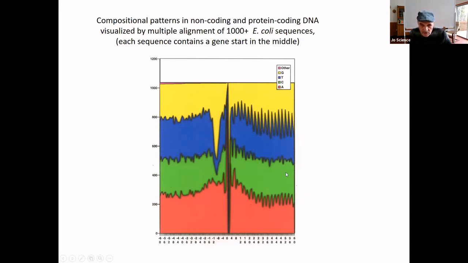So what is behind this three periodic pattern? First of all, it's codon usage. So it's the triplet structure of the genetic code. And this would be great to use, but we need to use it in the most effective way. So how to use these positional patterns?